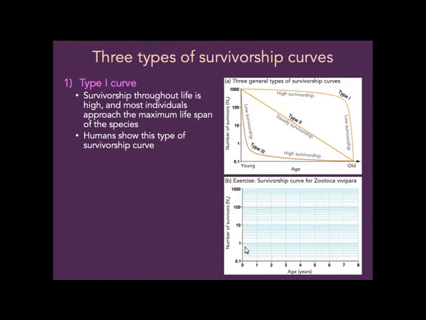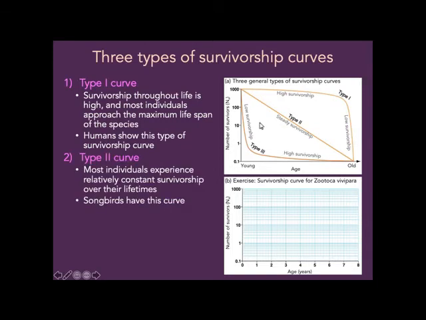So we've noticed patterns in the shapes of survivorship curves, right? A type 1 curve involves survivorship throughout life being rather high. And then eventually they hit an age where they just physiologically break down and they die, okay? So this is like humans, right? We have a relatively low death rate all the way through our entire lives until we just get really old and we die.